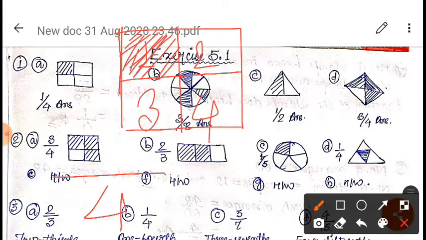Now again you see how many parts are shaded. Only one part is shaded here, right? So we will write here 1. 1 by 4, as it is written here, you can see, right?